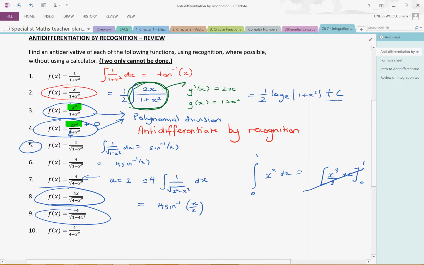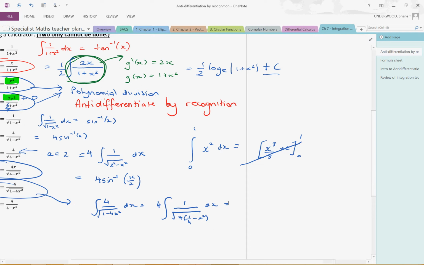Take out the 4. Okay, so we'll do that. So the antiderivative of 4 over the square root of 1 minus 4x squared dx is equal to, well, let's take the 4 out the front. We've got 1 over, and in the square root, let's take out 4 as a common factor. And then we've got a quarter minus x squared. Good, dx, don't forget that.